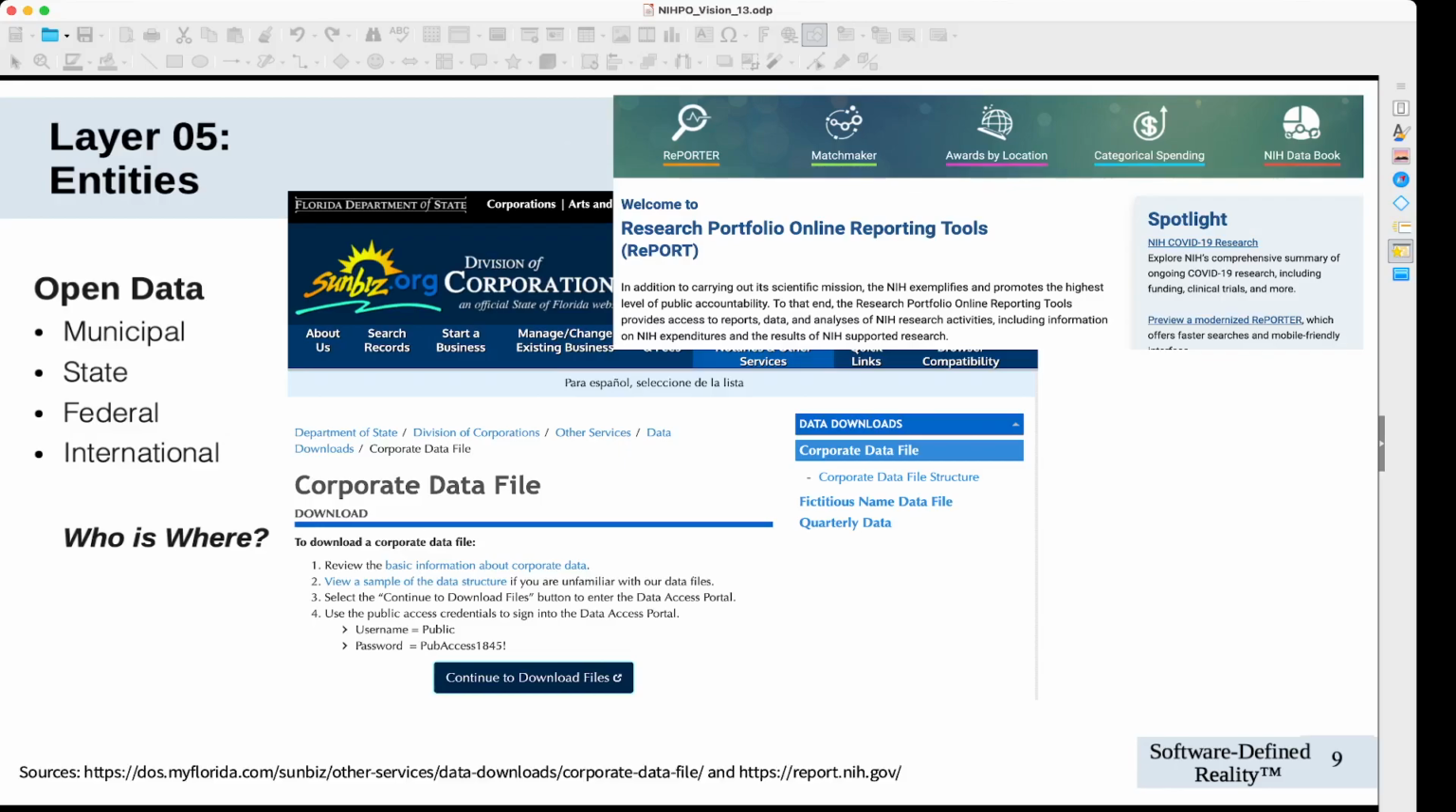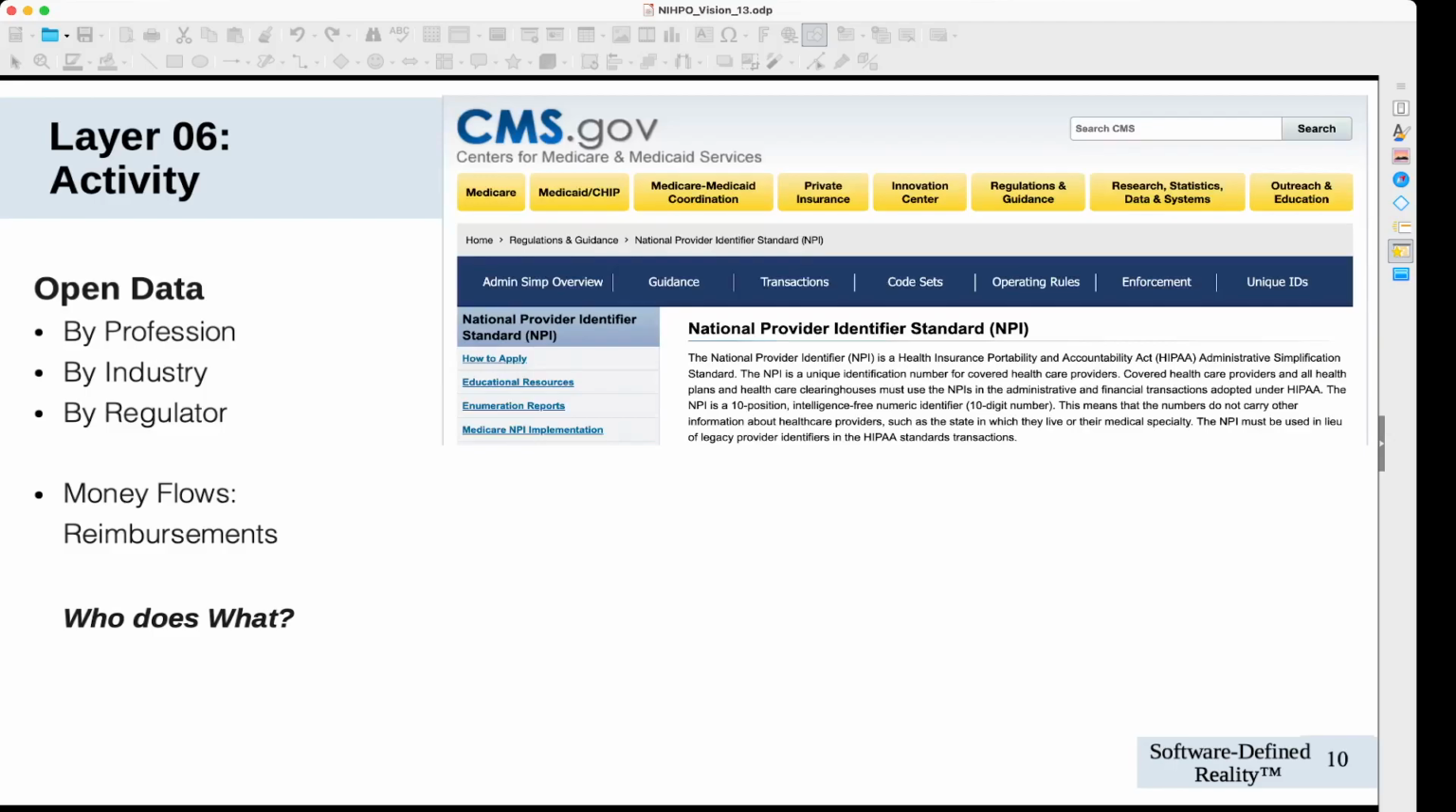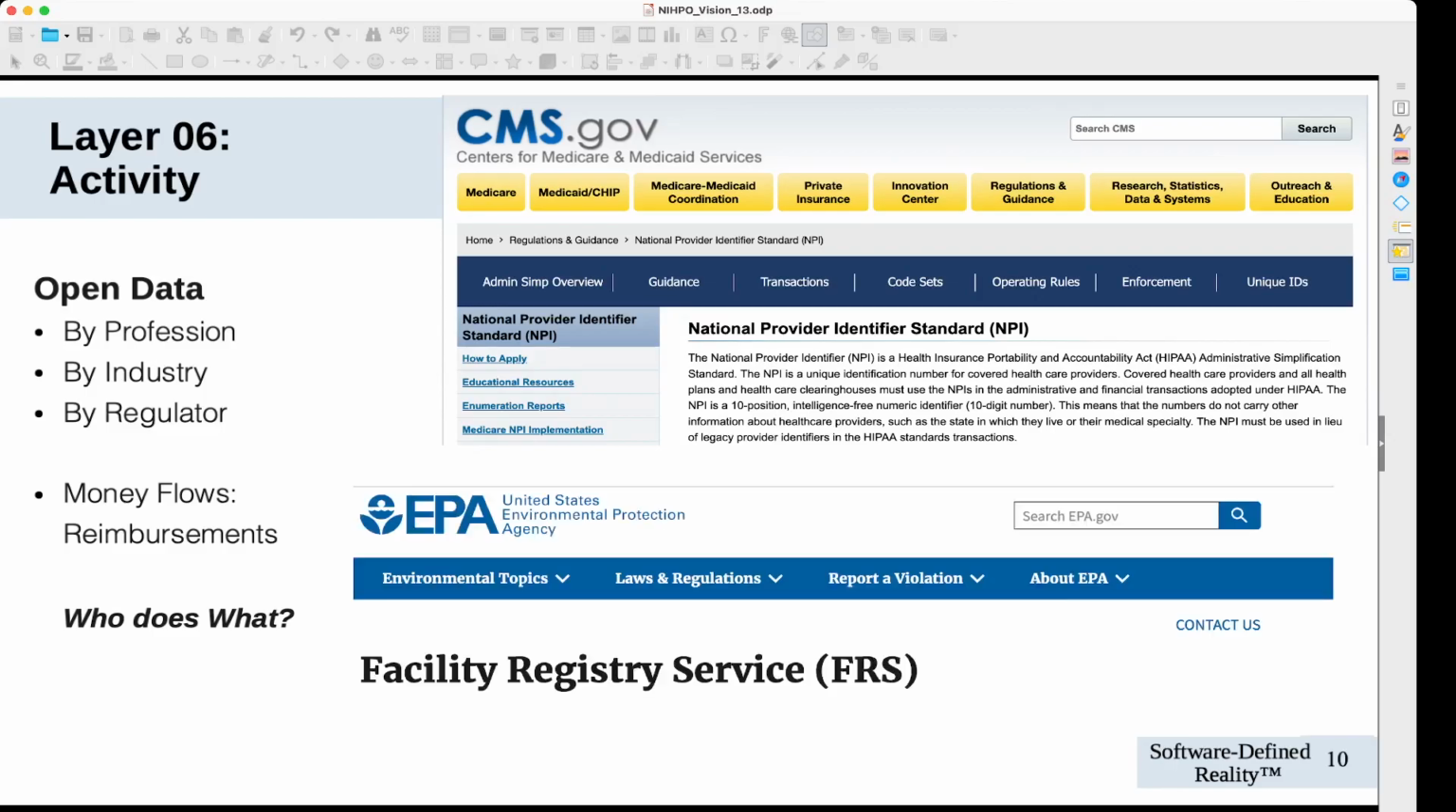The next layer is going to tell us on layer 6, the activity. Who does what? Looking at open data by profession, by industry, and by regulator. The first one, upper right, is CMS, Center for Medicare and Medicaid Services, and the list of all of the Medicare providers in the US. And then the one at the bottom is from the EPA, the Environmental Protection Agency, that provides us with a list of all of the facilities that need to register with the EPA because they emit substances or they handle some sort of elements or substances that need to be reported.